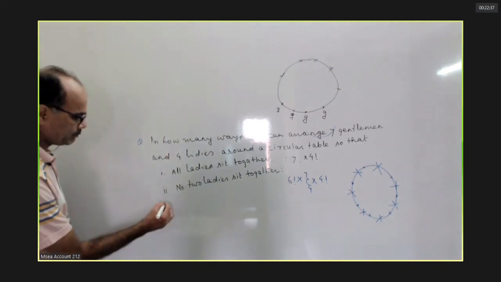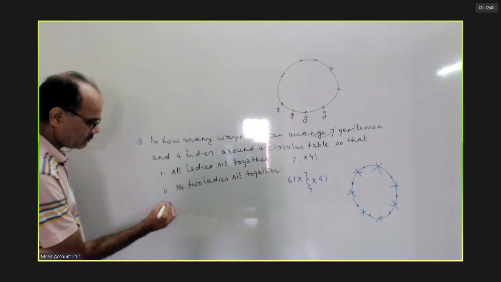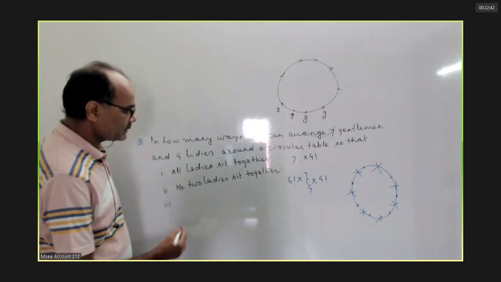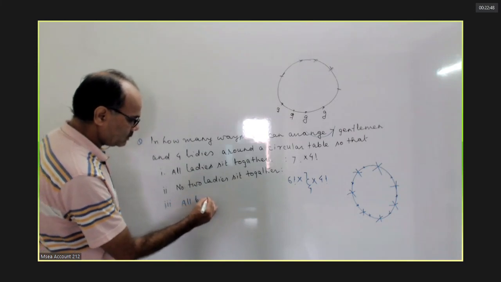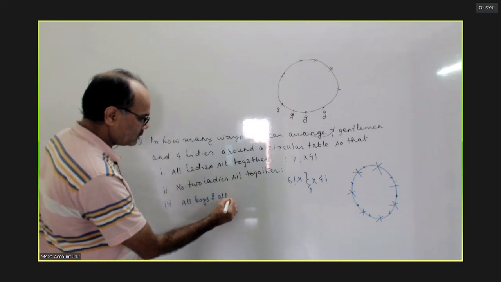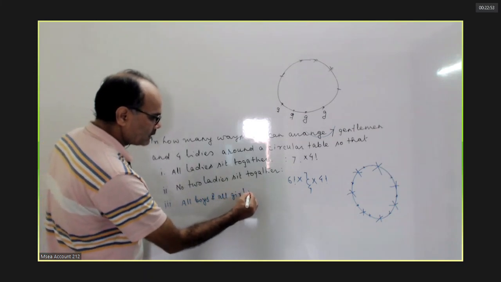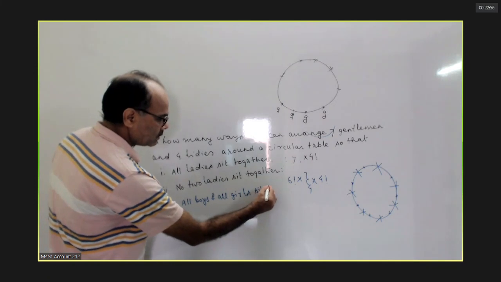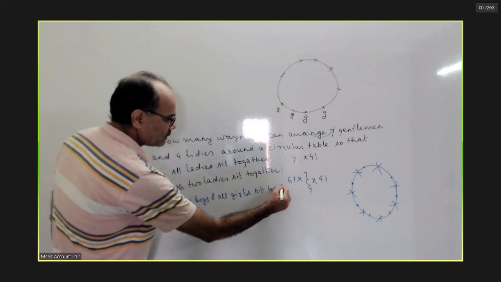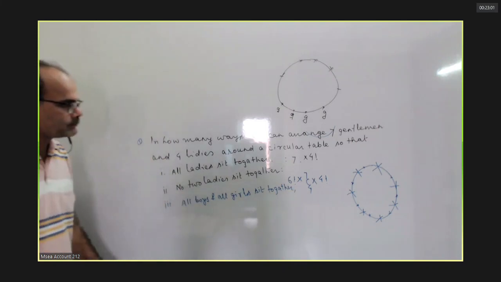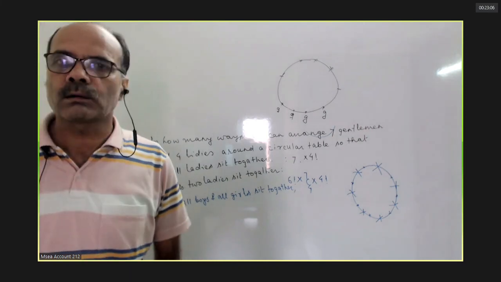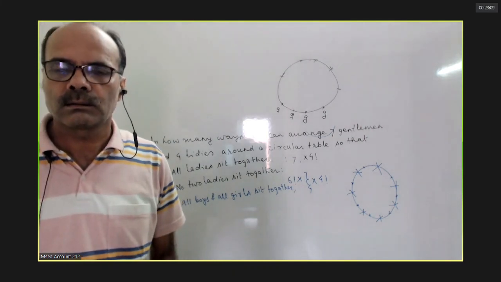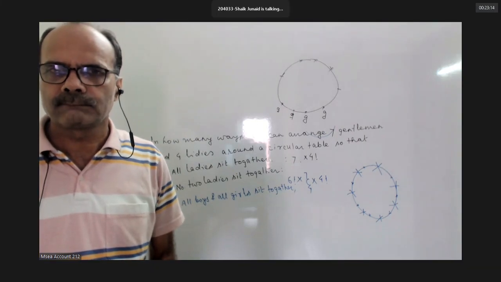Third part. All boys and all girls sit together. All girls sit together. Tell me the answer. All boys and all girls sit together. 11 factorial, 10 factorial.